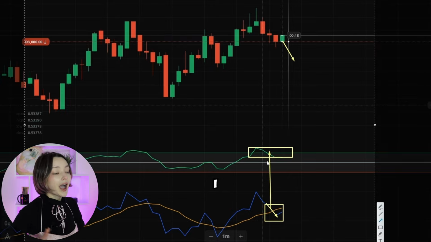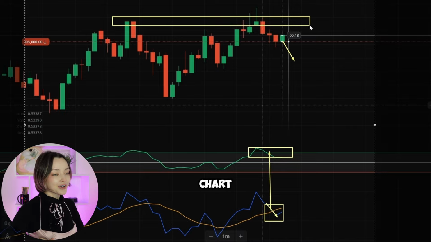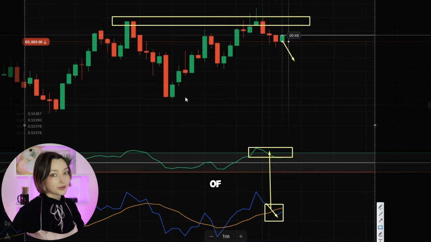So, yeah, I recommend that you also look for confirming factors in the charts too. And here in the chart, I can see a resistance level the price is already bouncing off of. And also there are certain support levels below the price might be heading towards.